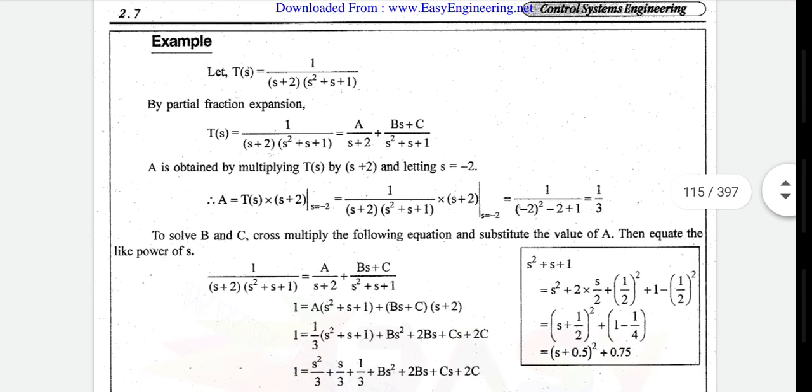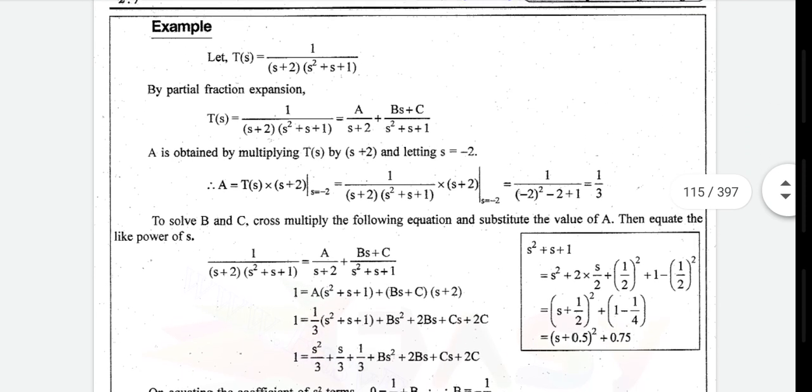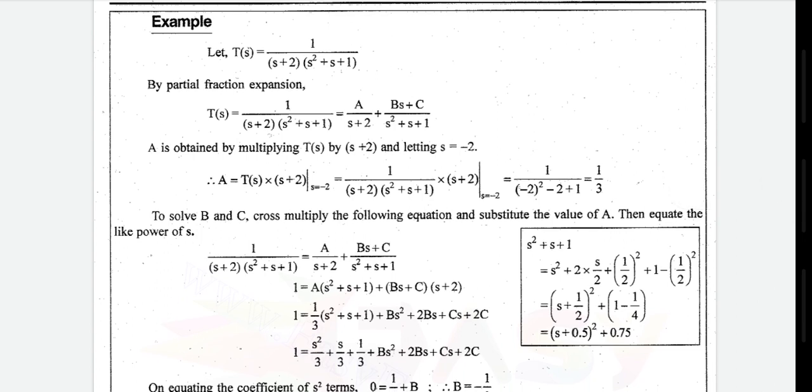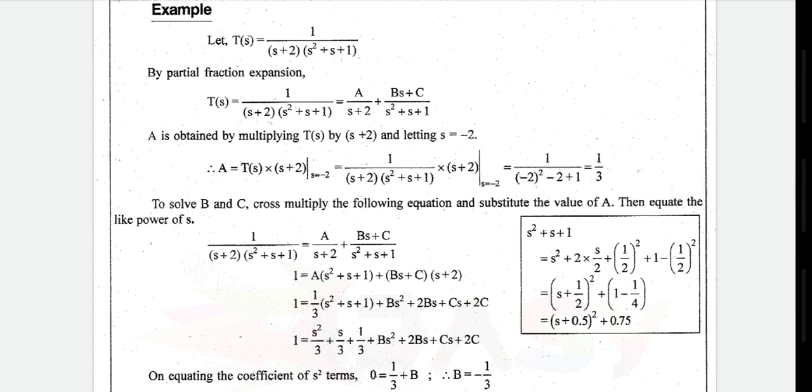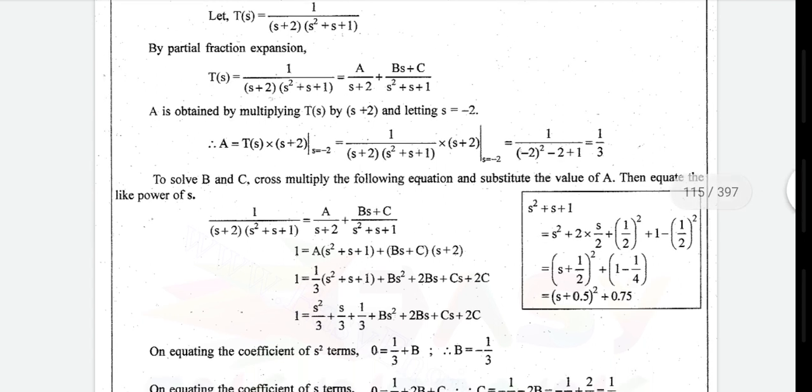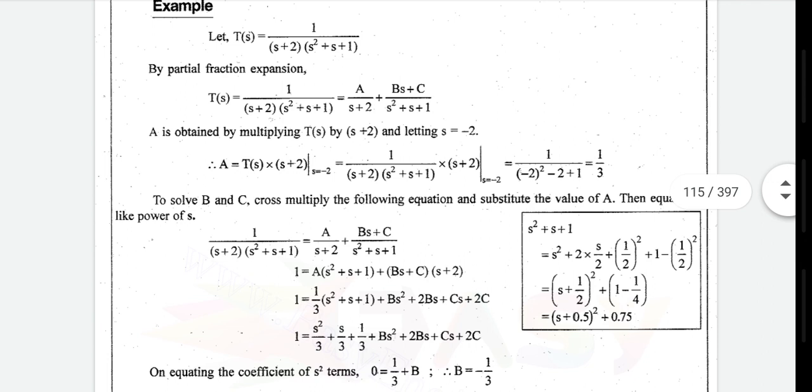So see, one example you will understand here. So let T of s is equal to 1 by s plus 2 into s square plus s plus 1. Okay, now you are doing the partial fraction for the above transfer function. So how you are writing, T of s is equal to 1 by s plus 2 into s square plus s plus 1. This can be written as a by s plus 2 plus bs plus c by s square plus s plus 1.